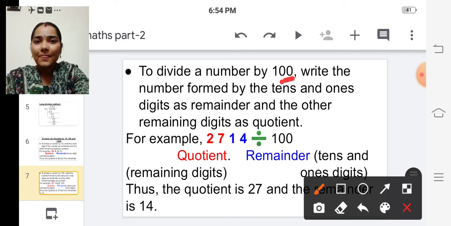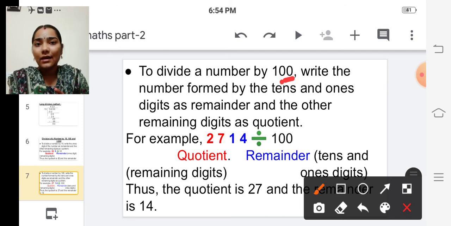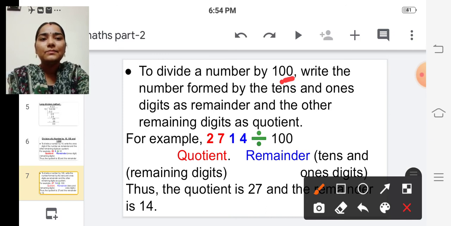Is it clear? If the divisor is 10, then the ones digit is the remainder. But if the divisor is 100, the number formed by the tens and ones digits of the dividend is the remainder. Is it clear, children? And the remaining digits will be the quotient. Is it clear? See one example.